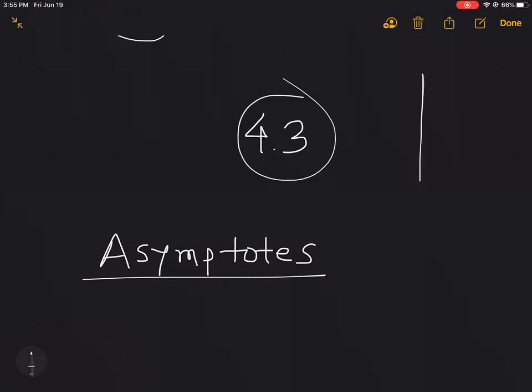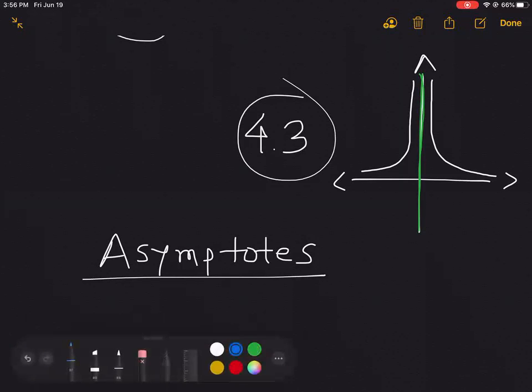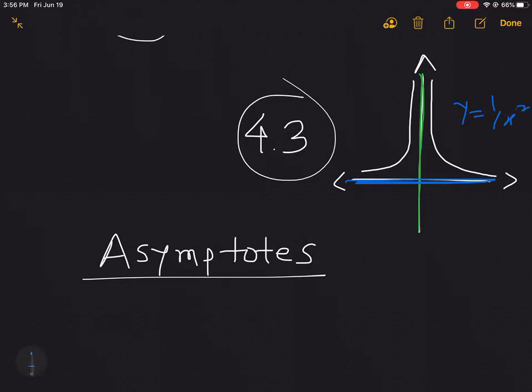If you remember, for 1 over x squared, your graph approached very close to the y-axis and the x-axis on your right and left, but it never really crossed or even touched them. This line is x equals 0. This is an asymptote. The line y equals 0 is an asymptote as well, only for this function, 1 over x squared.